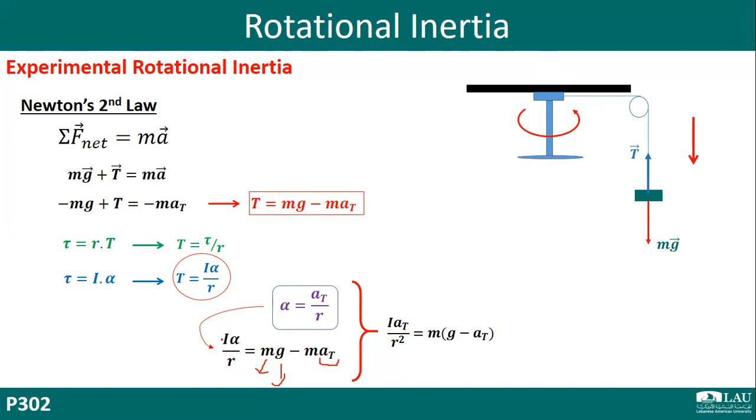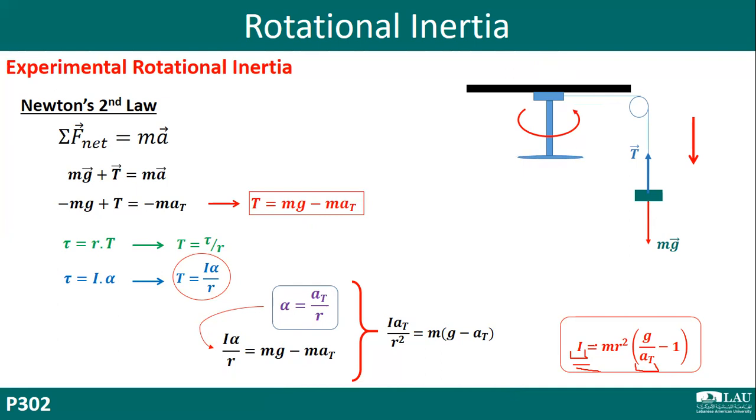We need one unknown variable. We cannot have several unknown values. Our target is to find I. We can replace alpha by its expression, so in this case, we have one unknown value, which is I. From this experiment, by using the VT graph to obtain a_t, we'll be able to calculate the experimental value of the rotational inertia.